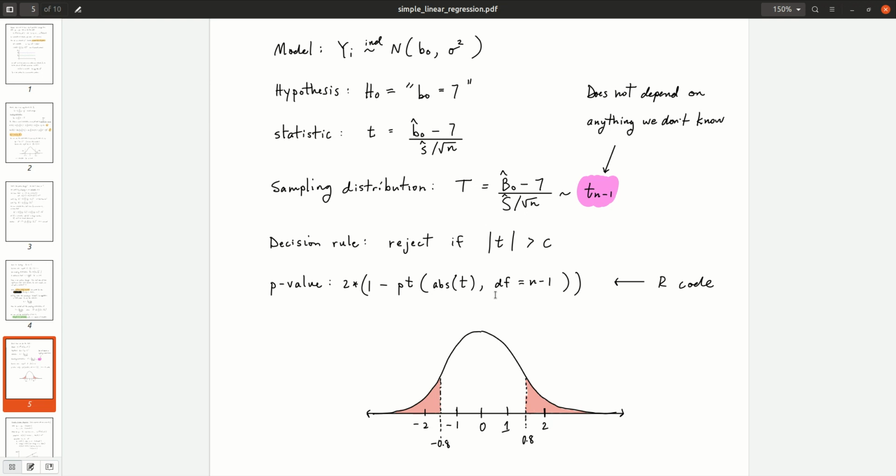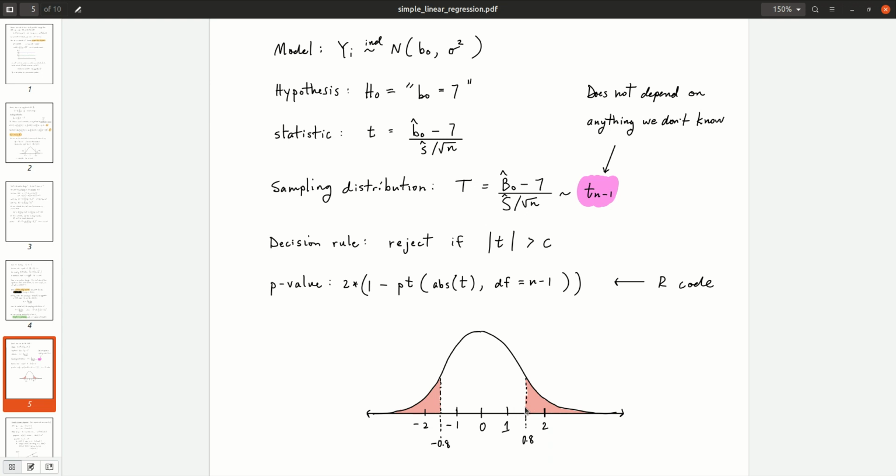So if we want to know the probability that the absolute value of big T is bigger than the absolute value of little t, this thing will give you the probability of a t distribution being less than this value. So for example, if we got little t equals 0.8, and you plugged in pt of absolute value of t, df equals n minus 1, it's going to give you the area from minus infinity up to this value.